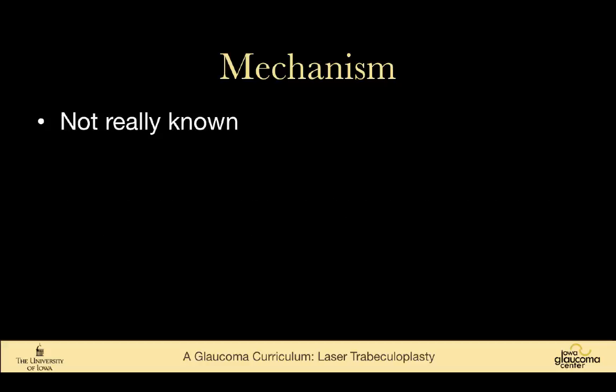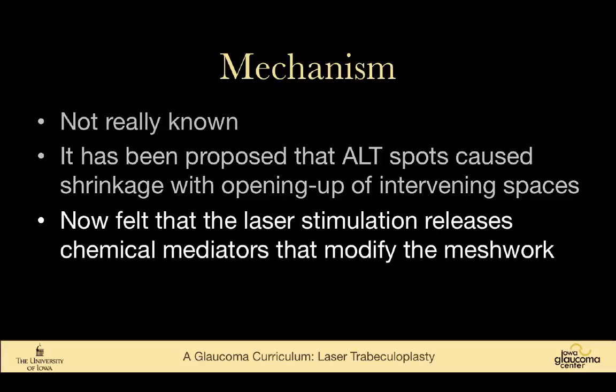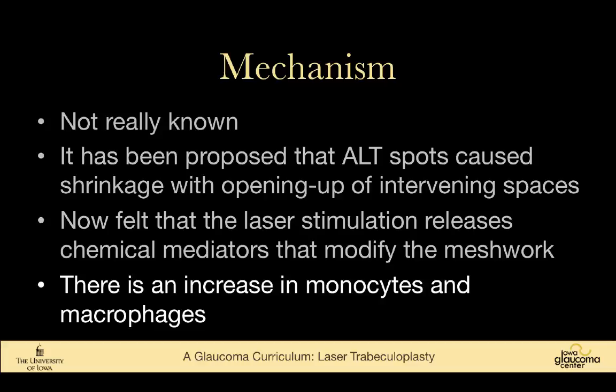The exact mechanism by which trabeculoplasty causes pressure to go down is really not known. When ALT first came out, it was proposed that there was shrinking and opening up in the intervening spaces between the laser spots. It's now felt that the laser stimulation releases chemical mediators that modify the trabecular meshwork, and there's an increase in monocytes and macrophages.